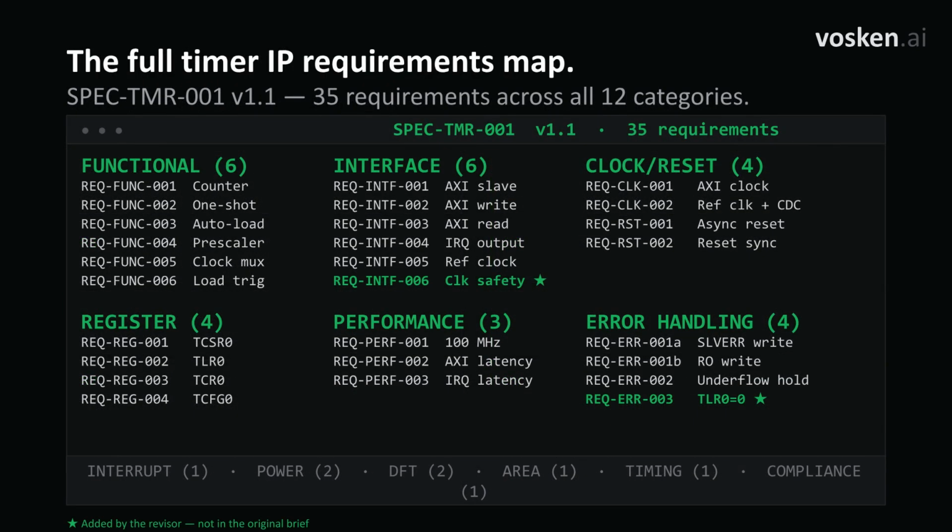The final timer IP specification, Spec TMR001, contains 35 requirements across all 12 mandatory categories. 2 crucial requirements were added by the reviser, ensuring complete coverage.